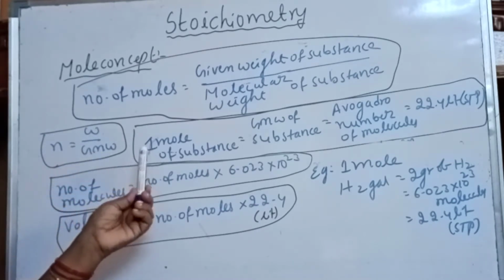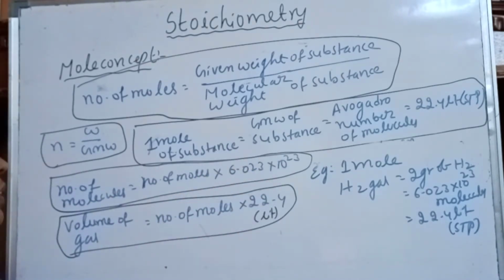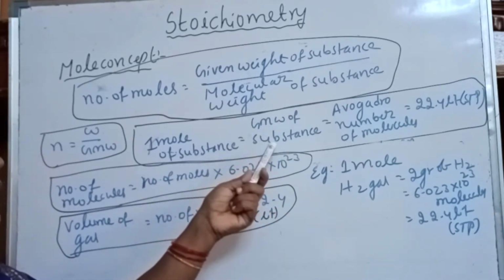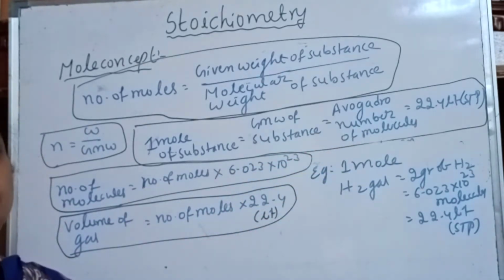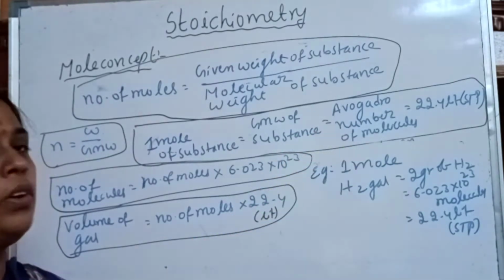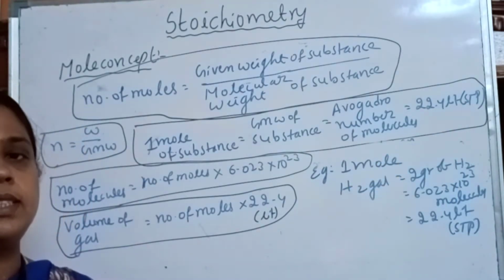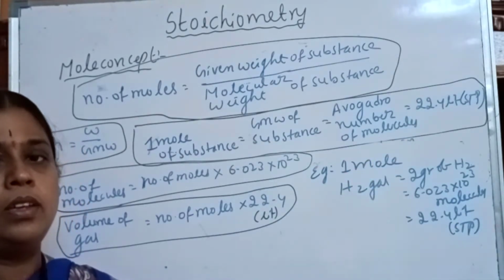Next, this is the basic concept you have to remember. 1 mole of any molecule or any compound is equal to its gram molecular weight. So the gram molecular weight of the substance is equal to Avogadro number of molecules. That means 1 mole of any substance contains Avogadro number of molecules, and at STP, 1 mole of any gas occupies 22.4 liters of volume.